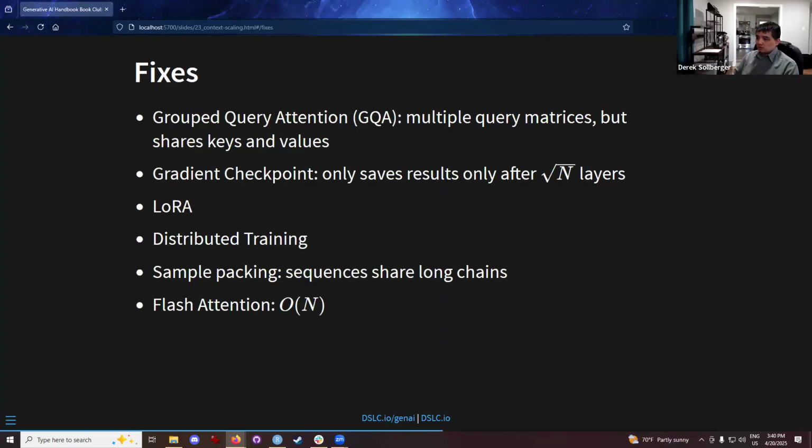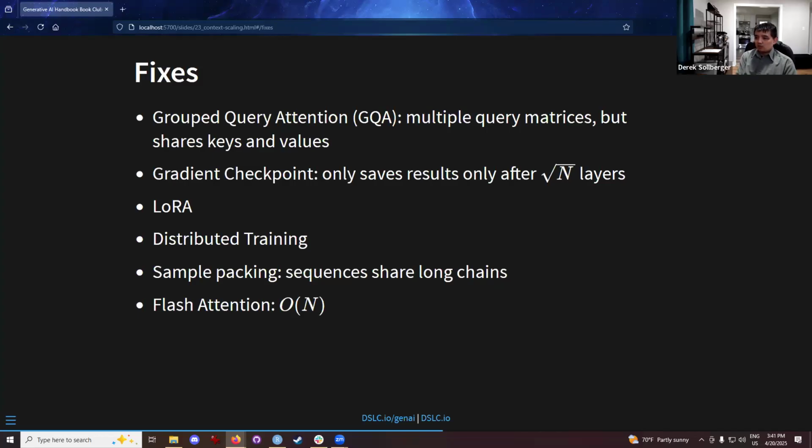So there have been some fixes. In the article, one of the think tanks just blatantly said, hey, over the past year, we have found so many ways to fix the problem. One of them is grouped query attention. When you think about the query, key, and value matrices from encoder, decoder transformers, you might still have multiple query matrices, but instead of updating the other two, keys and values, you might use the same matrices over and over again. That way you're not quite dealing with big O n squared there.